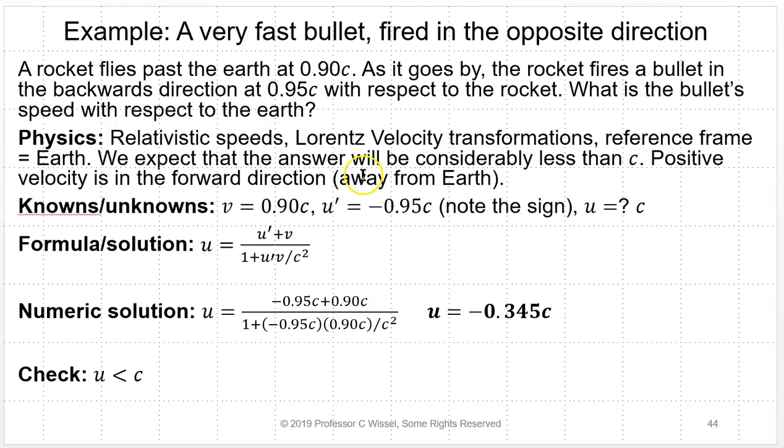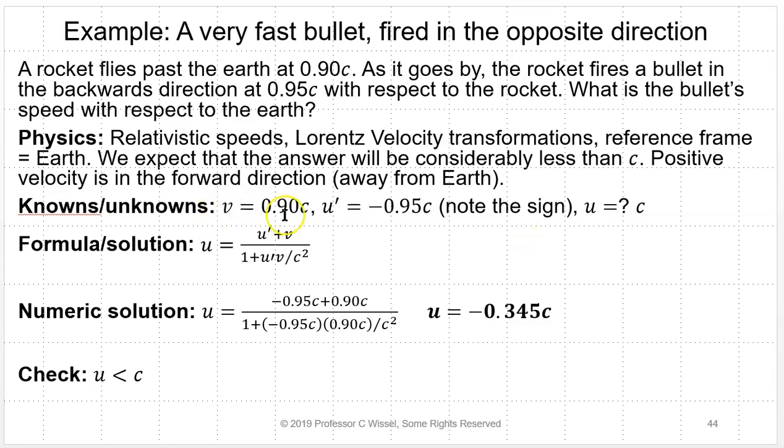Now, here's almost the same example. We're going to fire the bullet in the opposite direction. So a rocket flies past the Earth at 0.90 c. As it goes by, the rocket fires a bullet in the backwards direction at 0.95 c with respect to the rocket. What is the bullet speed with respect to the Earth? The physics of this is still relativistic speeds. We're going to use the Lorentz velocity transformation. The reference frame is still set to Earth. We expect that the answer will be considerably less than c. The positive direction is in the forward direction. That's away from the Earth, in the same direction as the rocket.